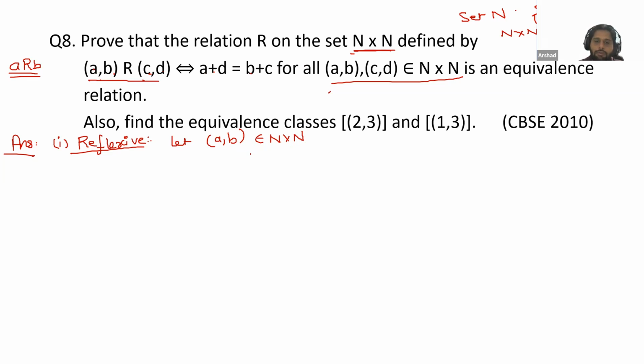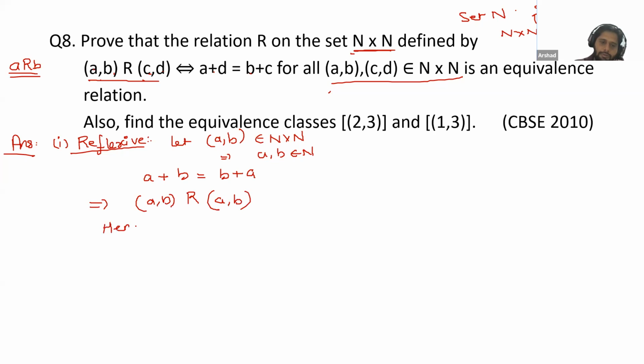Next, this implies A comma B belongs to N. Now we will write like this: A plus D. A plus D means if we write like this, A plus B is equal to B plus A. If we can say A plus B is equal to B plus A, then we can say that A comma B is related with A comma B, hence the given relation is reflexive.